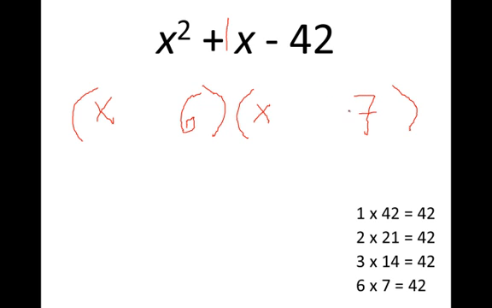Now, looking back at the question, I need a plus 1 from this. So how do I make it that when I subtract these two, I'm going to get a plus 1? Well, positive 7 minus 6 will give me a plus 1. And then when I multiply negative 6 and positive 7, I'm going to get a negative 42. So this is the answer.